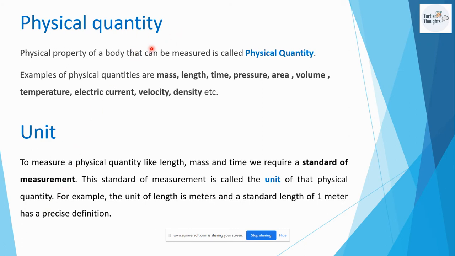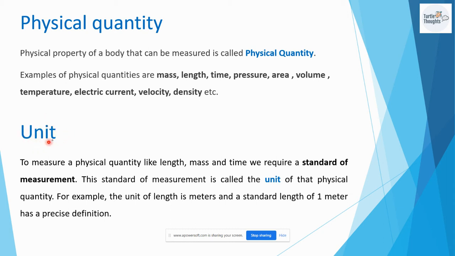Physical quantity. A physical property of a body that can be measured is called a physical quantity. Examples of physical quantities are mass, length, time, pressure, area, volume, temperature, current, velocity, density, etc. Anything that you can measure is called a physical quantity.